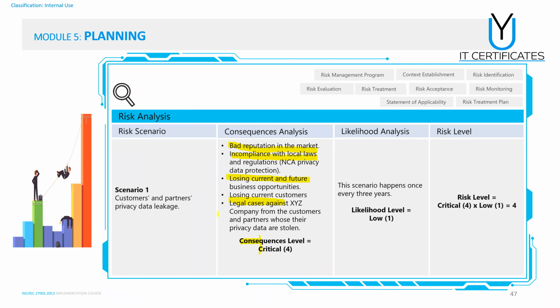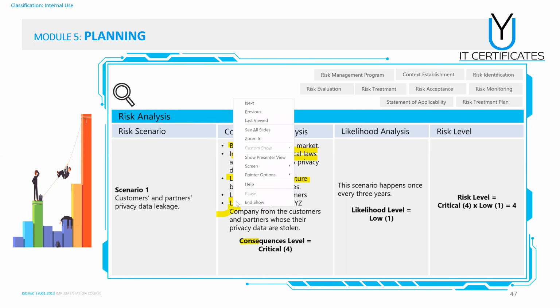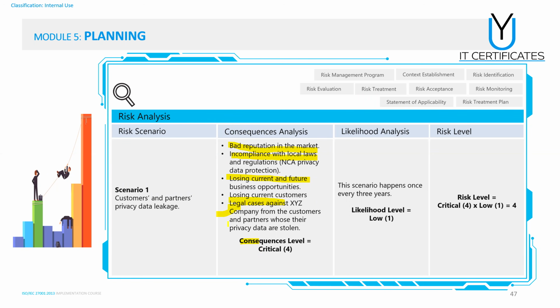Why? Because you may find some legal issues, and this will create a problem with the legal cases. When the consequence level is 4, and this can happen once every 3 years, the likelihood is 1. The risk level here will be 4, because 1 times 4 equals 4.